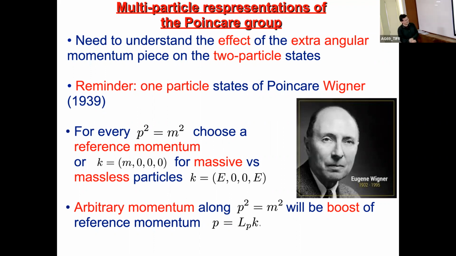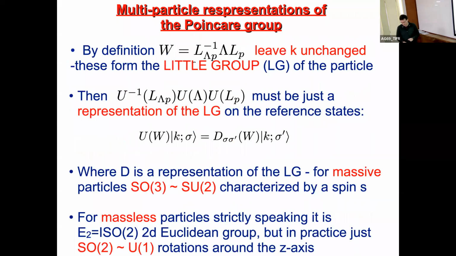Okay, and then an arbitrary momentum that satisfies the mass shell condition can be thought of as the boost of this reference momentum. Any p satisfying p squared equals m squared can be written as a Lorentz boost acting on just the basic reference. Now here is the trick, Wigner's trick.